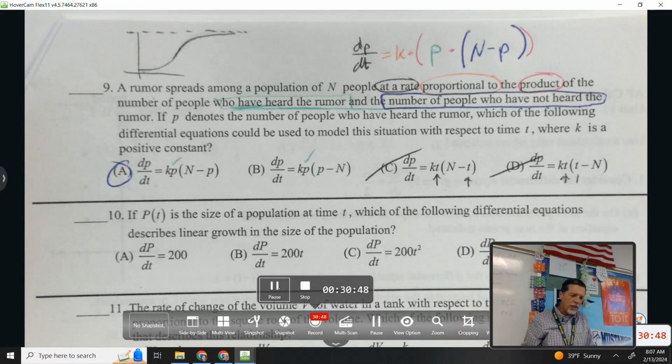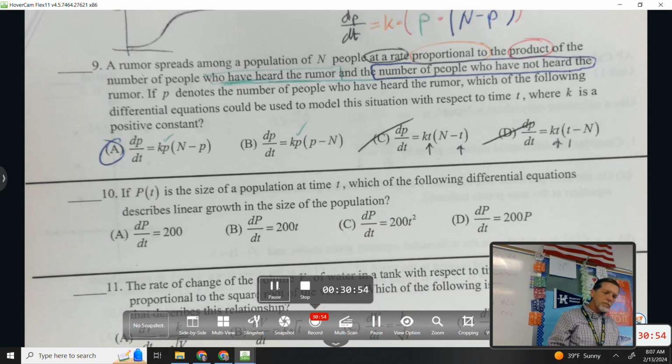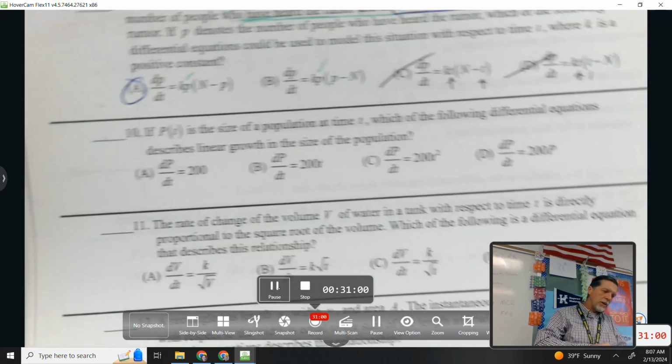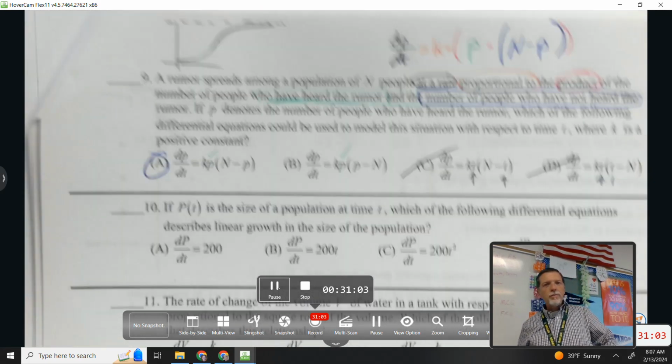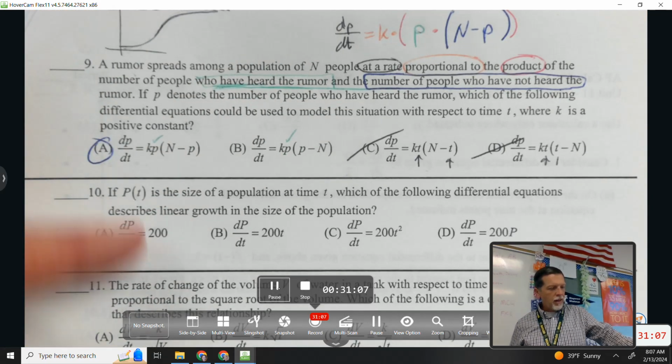10 through 14 are all kind of the same thing. Read carefully, and you can get the problem. All right, so today's assignment is 1 through 14. Again, we did number 4, we did number 9. 1 through 8 are the longer problems. 9 through 14 is just make them match up.